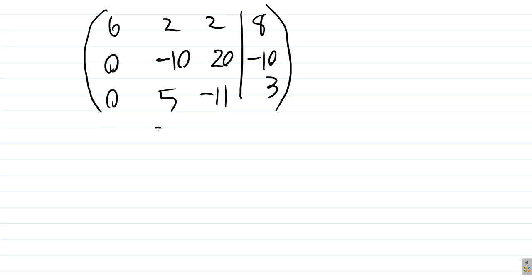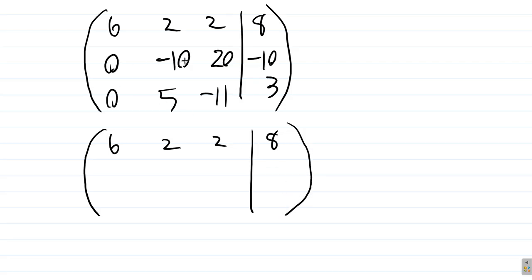Keep row 1 as it is. We have 6, 2, 2, 8. Let's say we keep row 2 as it is. So you have 0, negative 10, 20, negative 10.